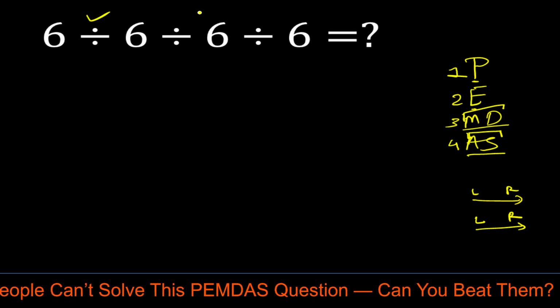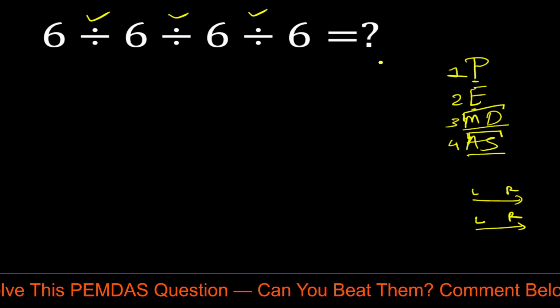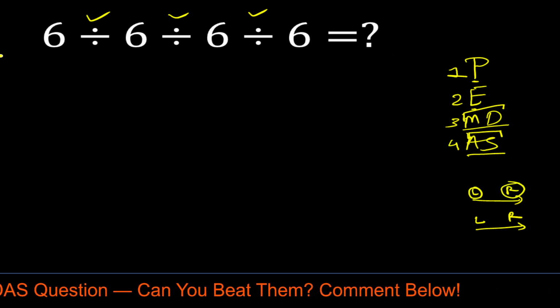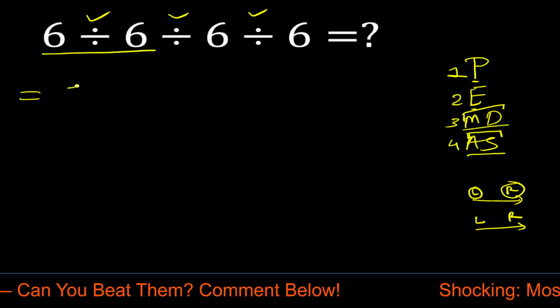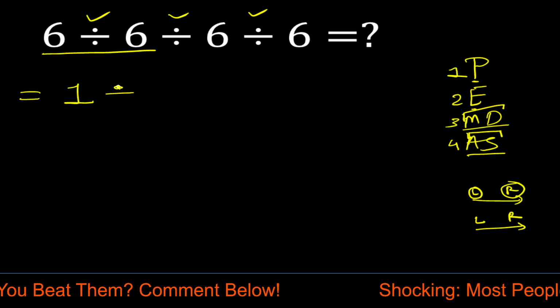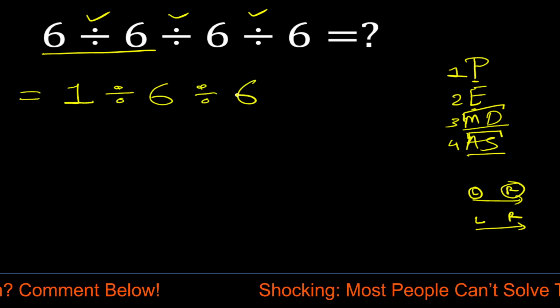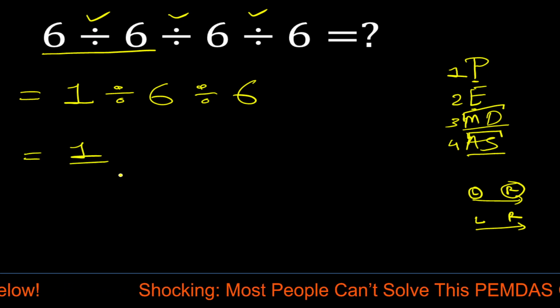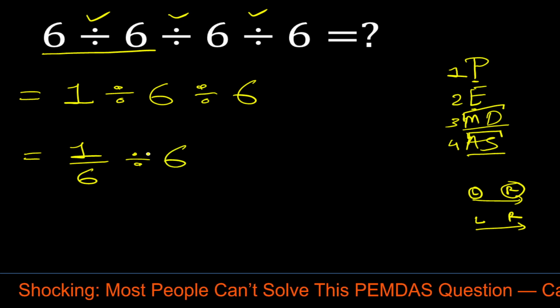So in this question, here we have division, and here division, and all have equal priority, so we have to solve it from left to right. So first we have to solve this division, right? So now 6 divided by 6 is equal to 1 divided by 6 divided by 6, right? Now 1 divided by 6 can be written as 1 upon 6 divided by 6, right?